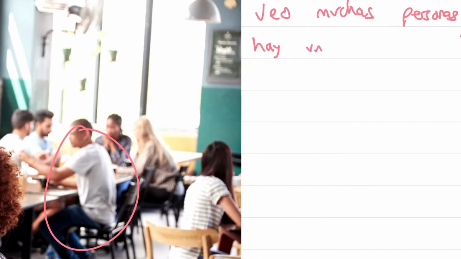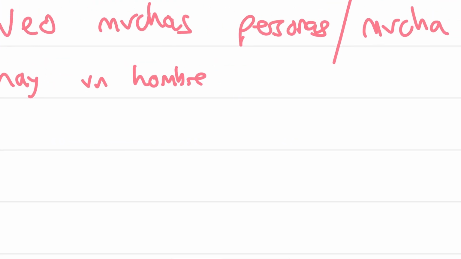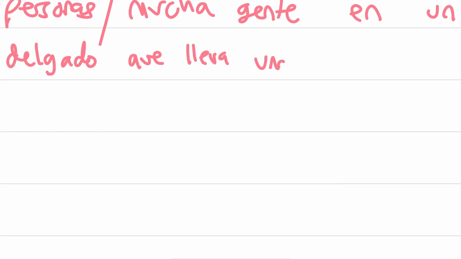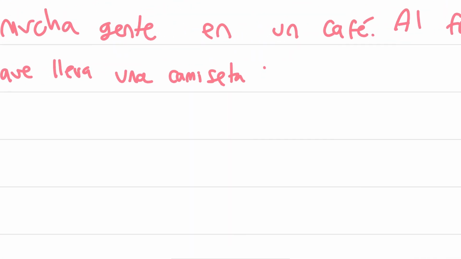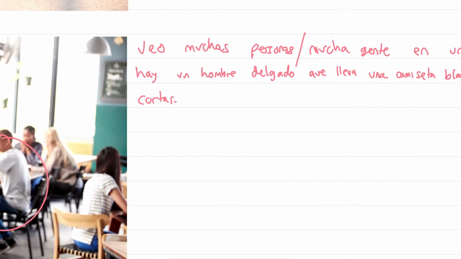Un hombre, I could try and describe maybe this man here. So I could say, hay un hombre delgado, maybe sort of slim or skinny, delgado, que lleva una camiseta, this time a t-shirt. So the informal shirt or t-shirt is camiseta versus camisa, which is your formal shirt. So lleva una camiseta blanca con mangas, your sleeves, mangas cortas, short sleeves. I think that's correct. Good.